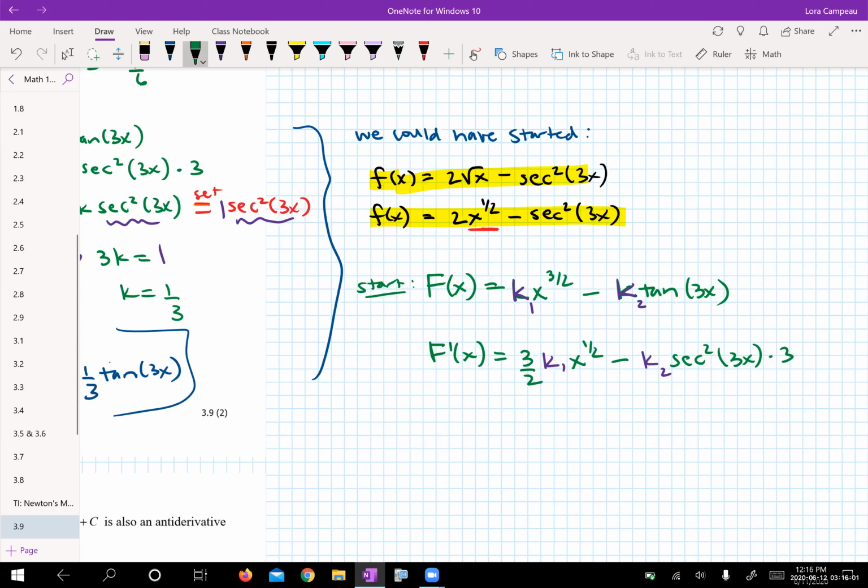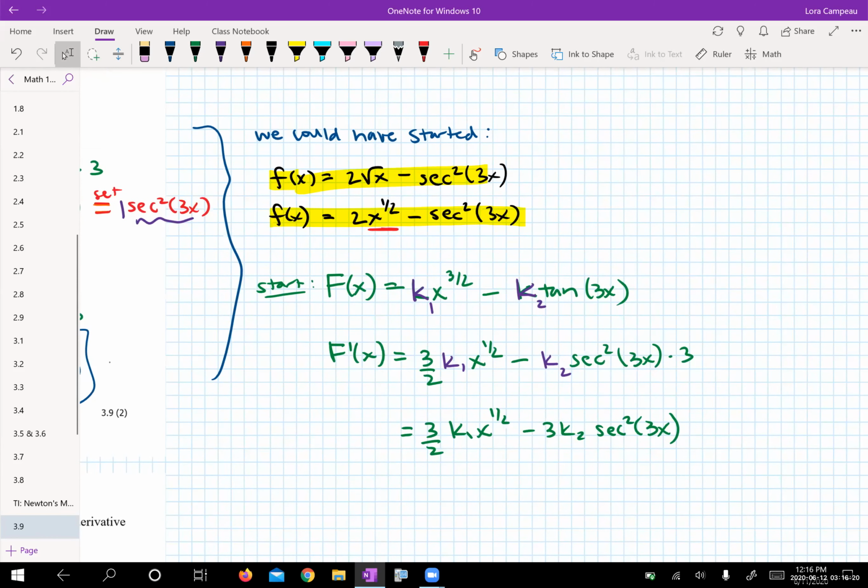So at this point, just clean it up a little bit. I have 3/2 k1 x to the 1/2 minus 3k2 secant square of 3x. Okay. So now keep in mind what we're trying to compare things back to. We are trying to compare things back to our original function.